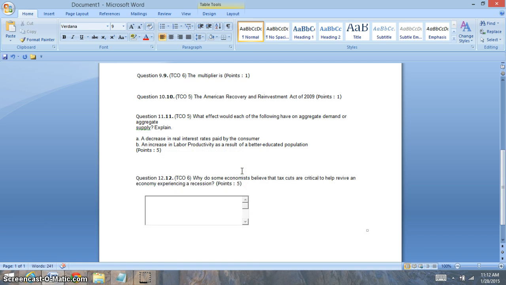Question 10 is looking at the Act of 2009 and looking at the stimulus that was provided. So look at the stimulus and how it helped consumers and businesses. Question 10 is looking at which of the following will have an influence on aggregate demand or aggregate supply. So interest rates change, that's going to be aggregate demand. Productivity is going to influence aggregate supply.